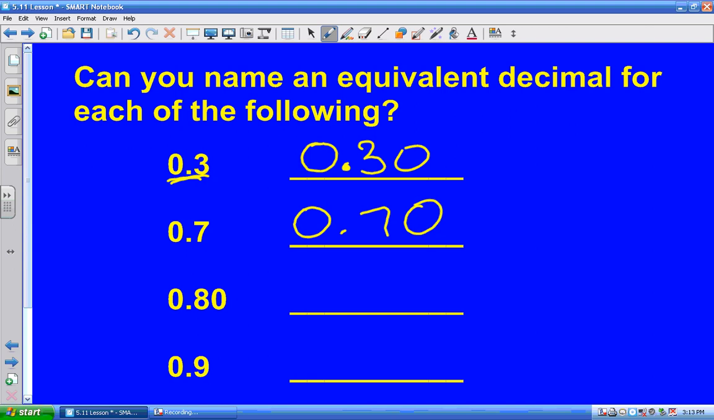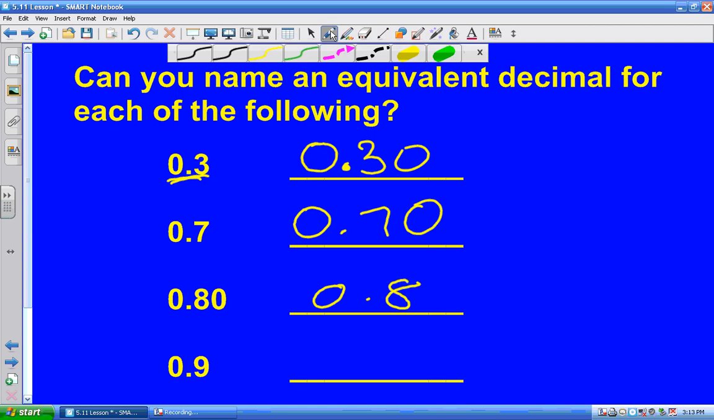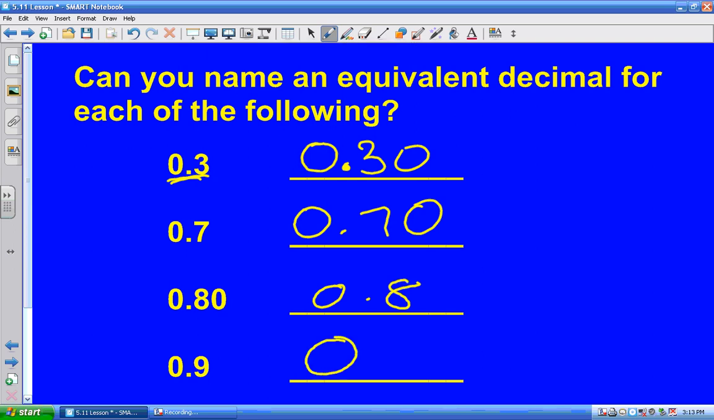Okay, cool. The next one. 0.8. Good job. And Abby, the last one. I think it's going to stay yellow. Okay, try it. Come on, Abby. 0.90. Thank you very much. Does everybody understand so far what we're doing?